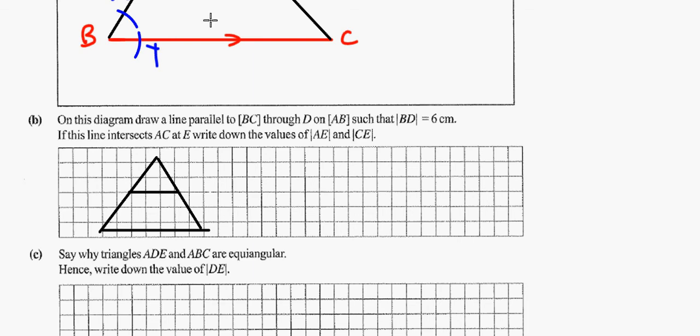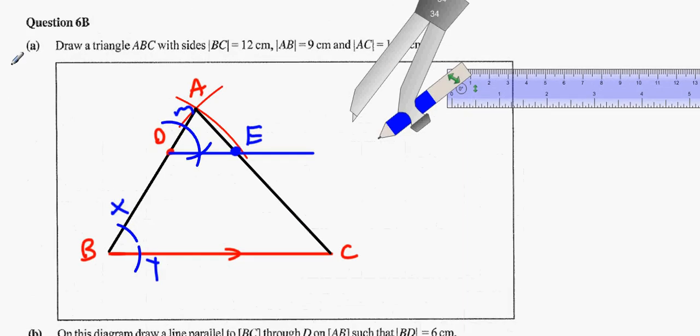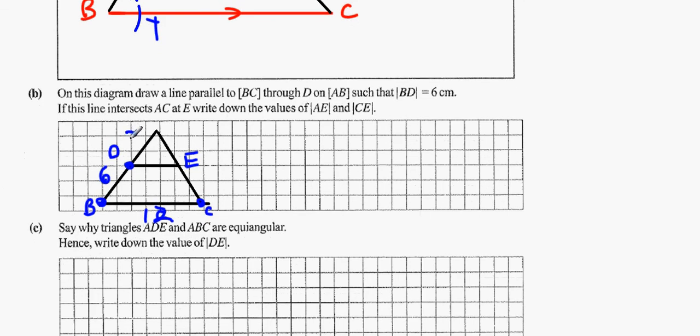And what we know is that BC is 12. We know B to C is 12. And we know that B to D is 6. And if B to D is 6, we know that B to A is 9. So that will make this one here 3. Okay? So write down the value of AE and CE. Okay, so AE and CE.